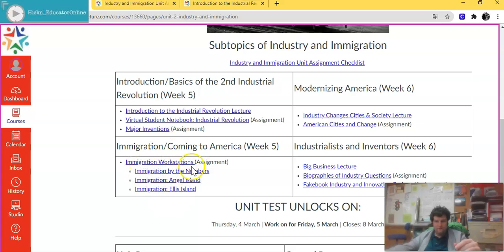Some of the other things people are going to be looking at in the immigration workstations activity, we'll be looking at immigration numbers, where people are coming from, how many people are coming from where, things like that. And then we'll look at the immigration stations of Angel Island and Ellis Island. You're probably more familiar with Ellis Island, but on the western seaboard we had Angel Island, and it was a very different experience for those who immigrated through on the west coast.